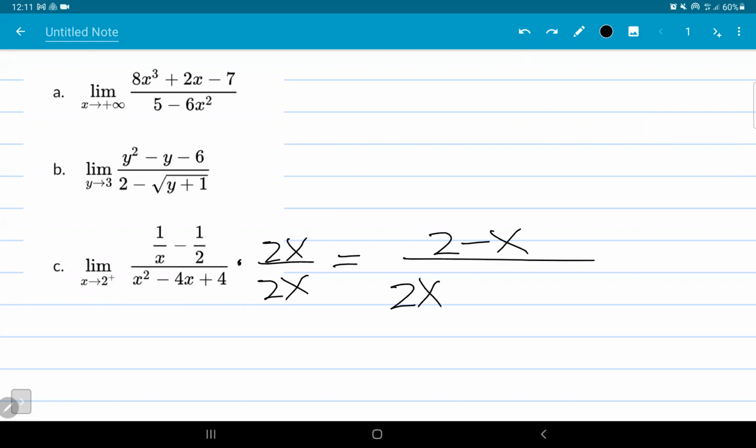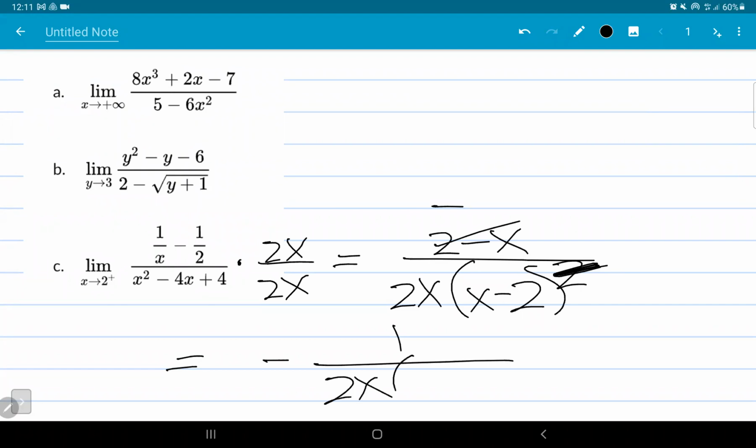Just copy. And then you need to factor this out as a perfect square. It's a perfect square, so it factors as x minus 2 squared. And notice that one of the x minus 2 will cancel out, although this is 2 minus x, giving you a negative. There. And you take the limit of this as x goes to 2 from the right.